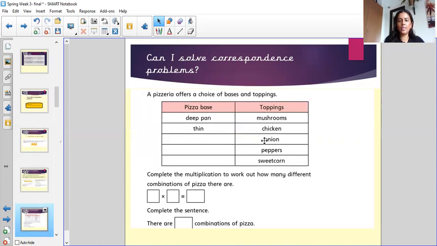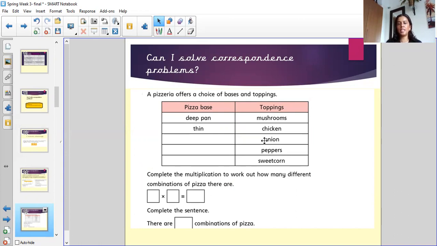Okay, let's have a look at this question. It says a pizzeria offers a choice of bases and toppings. So your pizza base could be deep pan or thin, and my favorite is definitely thin. And your toppings are mushroom, chicken, onions, peppers, and sweet corn. That sounds great. So complete the multiplication to work out how many different combinations of pizza there are. So what would we need to do? How many different combinations of pizza?